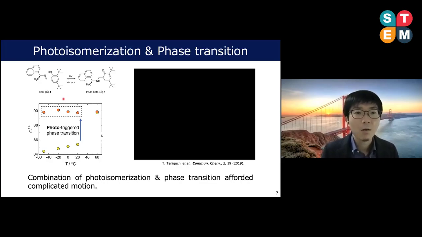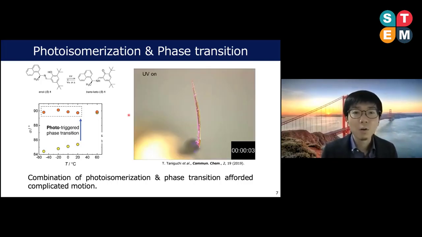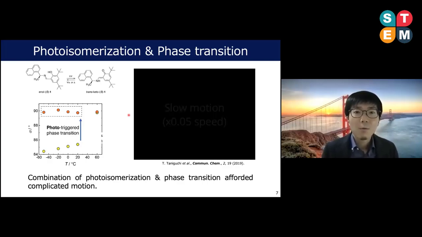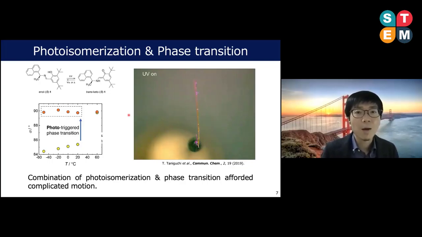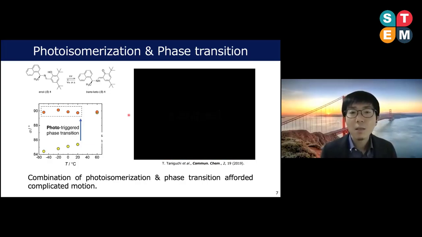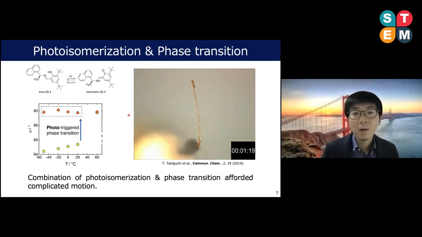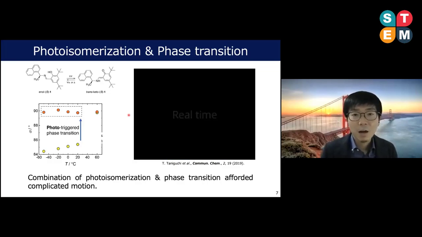I won't go into detail on this phenomenon, but the curiosity is that this phenomenon occurs at room temperature. This crystal can exhibit the phase transition and photoisomerization. So the crystal can combine these phenomena by only photo irradiation. Upon photo irradiation, the crystal exhibits complicated motion like this. So next is slow motion. Upon light irradiation, the crystal twists fast, but then bends simply. Then after stopping the UV light, the crystal simply unbent, but gradually twisted, then returned to a straight shape.